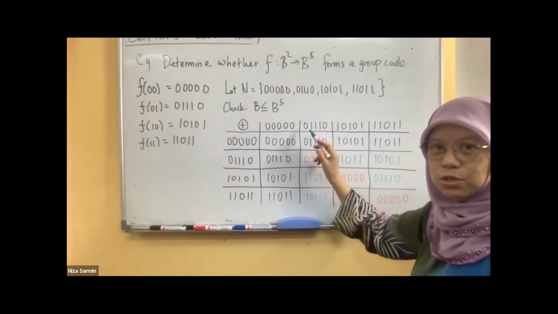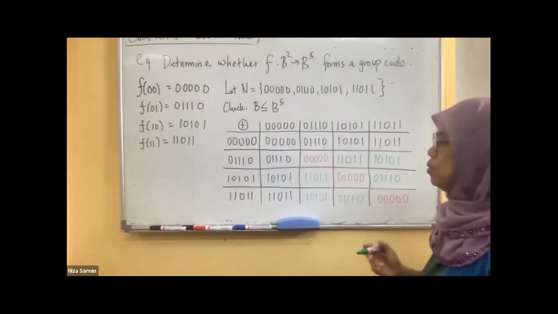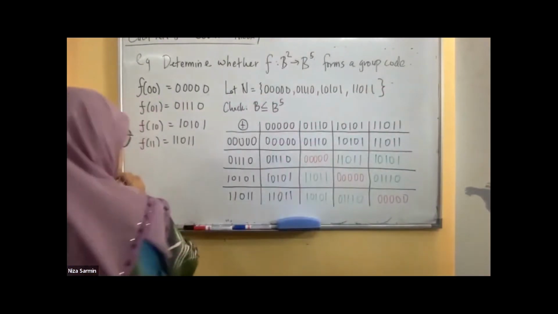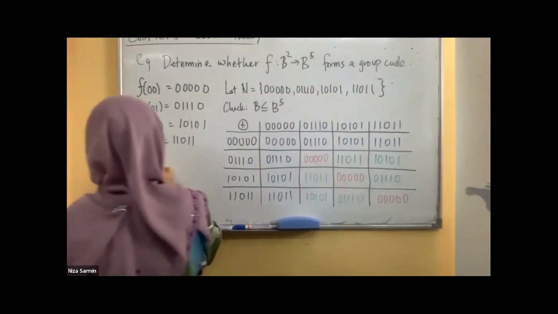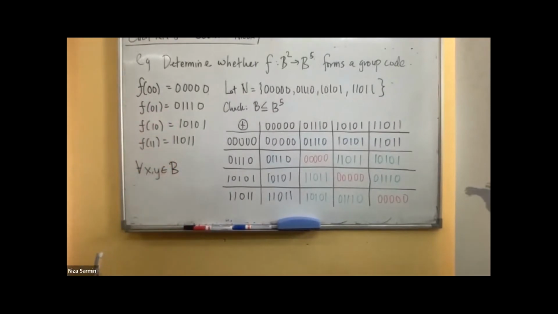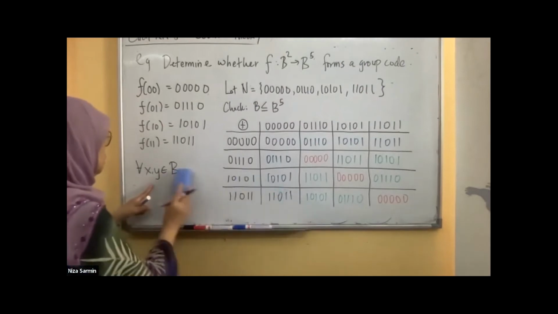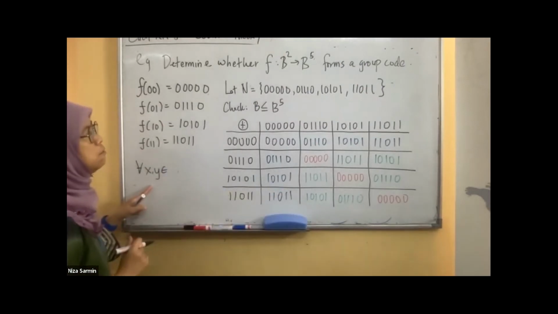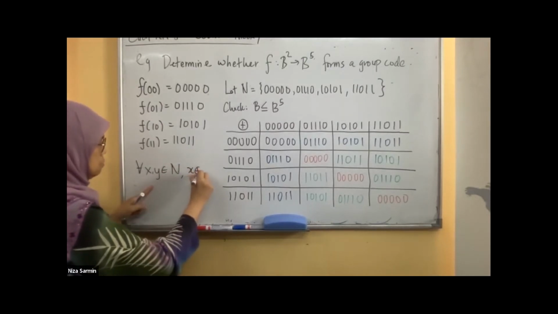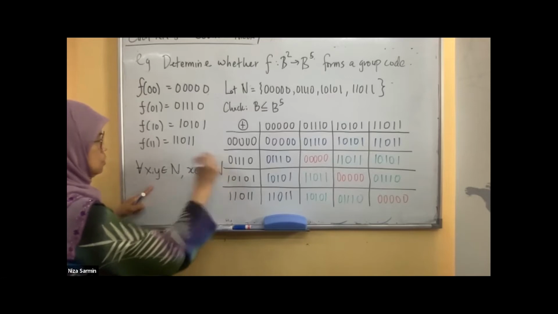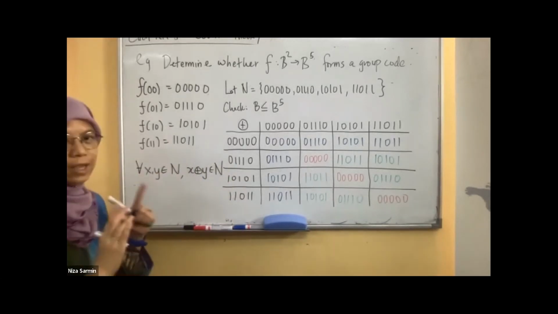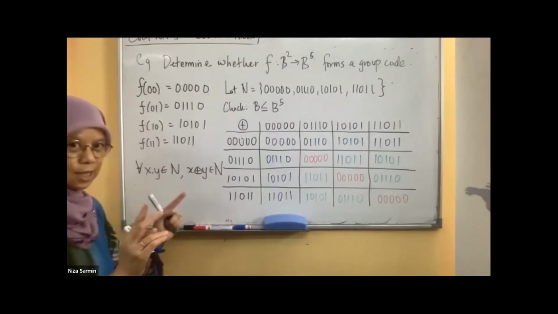All right. So in this case, we will say that for all x, y in N, x plus y is also in N, right? But you have to write "for all." Okay, this is the second one, right?